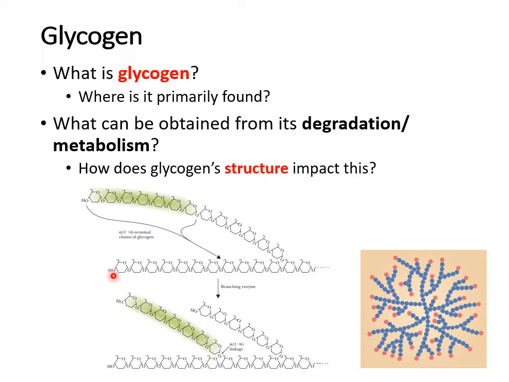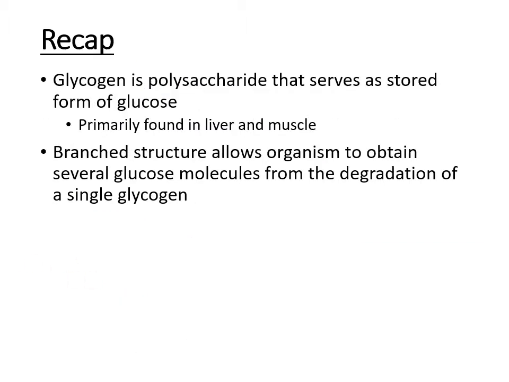Because if it were linear, you'd only be able to break off one from each end at a time, whereas with the branched structure, all these red circles show that at one moment you can break off all of those glucose pieces, rather than if it was linear and you'd only get one end, the other end at a time, so two at a time. Here's a recap of some of the information that I mentioned, and some of the answers from the previous slide.